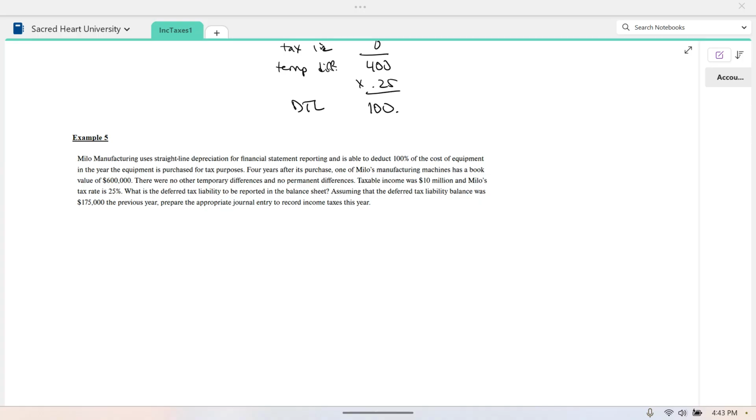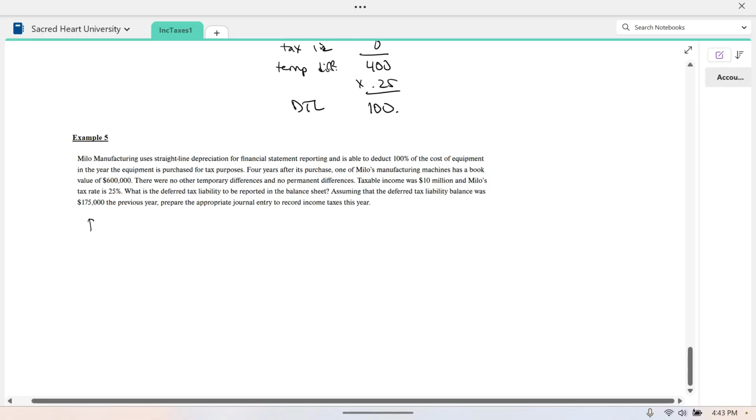Example 5. Milo Manufacturing uses straight line depreciation for financial statement reporting and can deduct 100% of the cost of the equipment in the year the equipment is purchased for tax purposes. 4 years later, one of the manufacturing machines has a book value of $600,000.